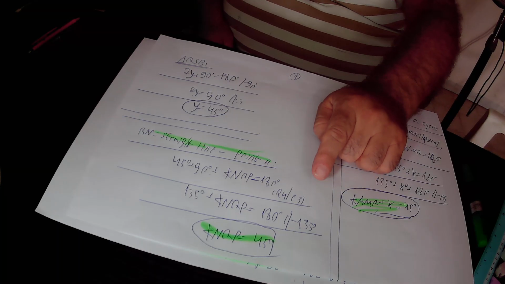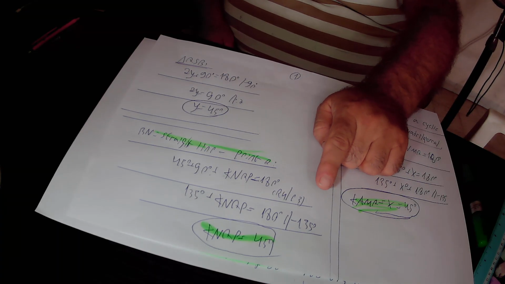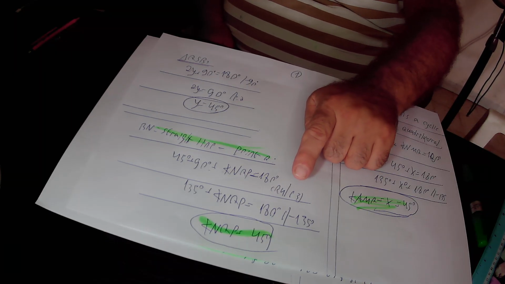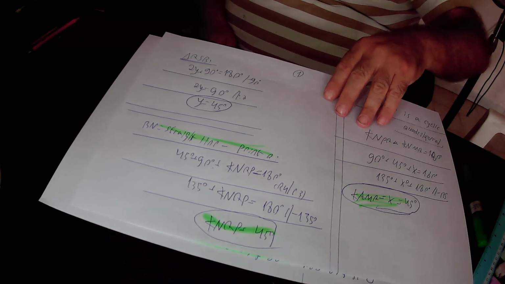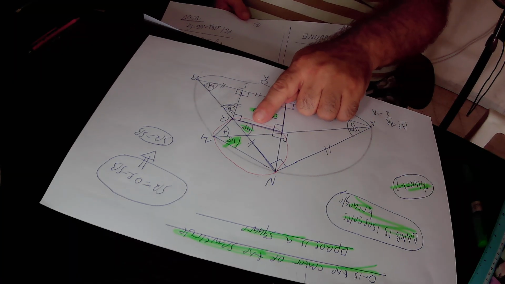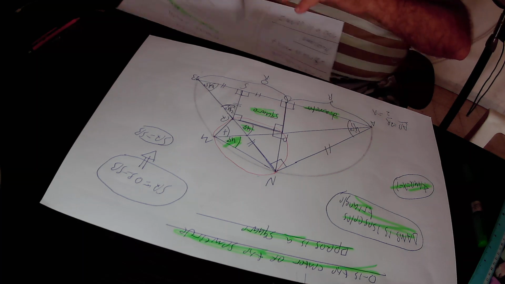We subtract 135 degrees from this equation and find out that the missing angle NQP equals 180 degrees minus 135 degrees, which is 45 degrees. So this is the missing angle NQP. It equals 45 degrees in its size.